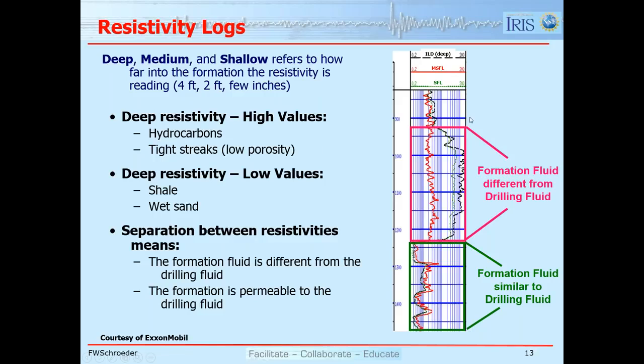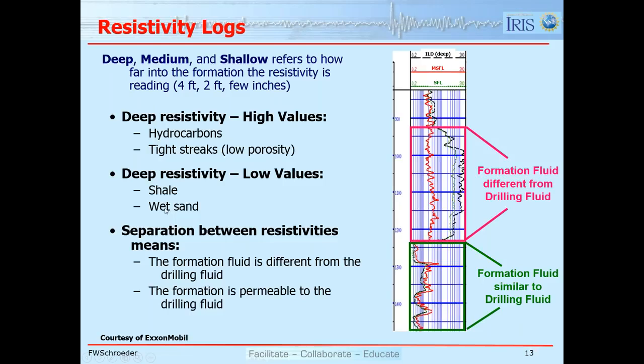The deep resistivity is the black curve here. If we have high values, that's telling us that we have hydrocarbons, or we might have tight streaks that have very low porosity. If the deep resistivity has low values, that tends to be shale or wet sand, sand filled with water or brine.